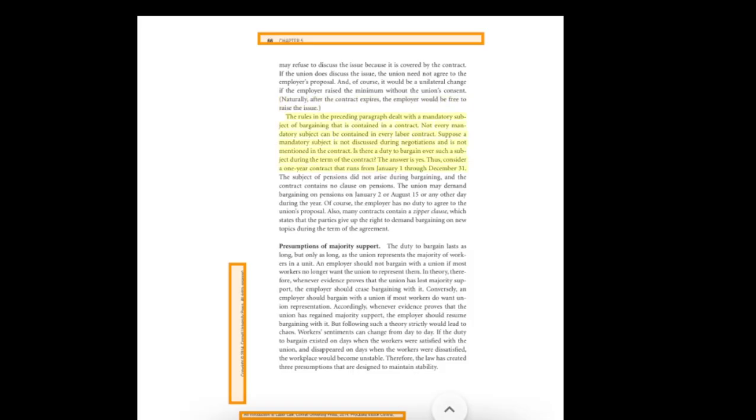The rules in the preceding paragraph dealt with a mandatory subject of bargaining that is contained in a contract. Not every mandatory subject can be contained in every labor contract. Suppose a mandatory subject is not discussed during negotiations and is not mentioned in the contract. Is there a duty to bargain over such a subject during the term of the contract? The answer is yes. Thus, consider a one-year contract that runs from January 1st through December 31st. The subject of pensions did not arise during bargaining, and the contract contains no clause on pensions. The union may demand bargaining on pensions on January 2nd or August 15th or any other day during the year. Of course, the employer has no duty to agree to the union's proposal. Also, many contracts contain a zipper clause, which states that the parties give up the right to demand bargaining on new topics during the term of the agreement.